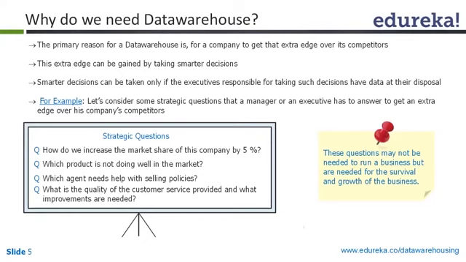Which agent needs help with selling policies? Another example that I can give is the insurance sector. Suppose you observe, using your data warehouse of course, that a particular agent is not selling policies as expected, in line with what other agents are selling. Now you have identified him through your reporting. Now what do you do? You understand the reason why he is not selling as much as he is expected to. Maybe he's selling far fewer than what the others are selling.